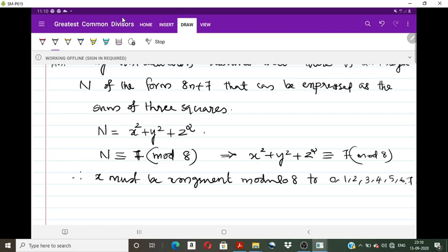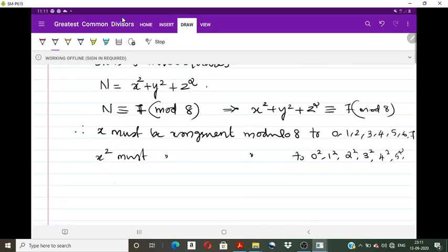6 or 7. Now by the above theorem, when x is congruent to some a modulo m, then x raised to n is congruent to a raised to n modulo m. So since x is congruent to at least one of these residues, then x square must be congruent modulo 8 to 0 square, 1 square, 2 square, 3 square, 4 square, 5 square, 6 square or 7 square.